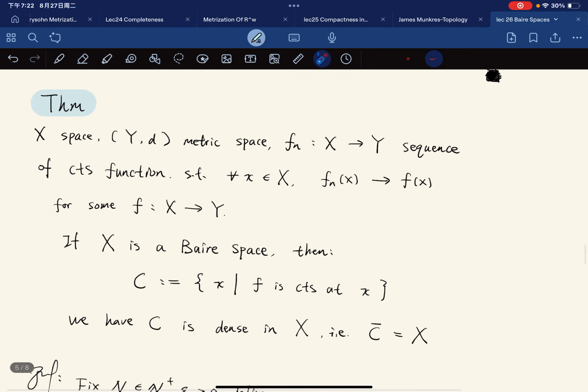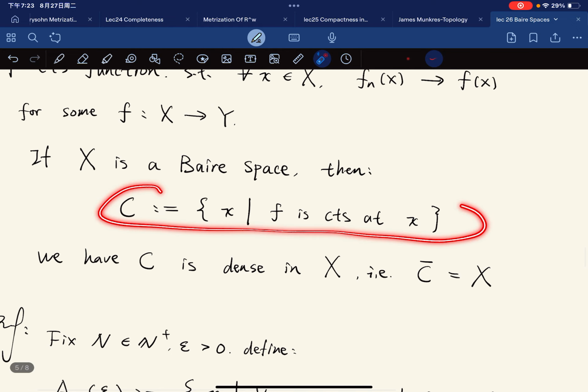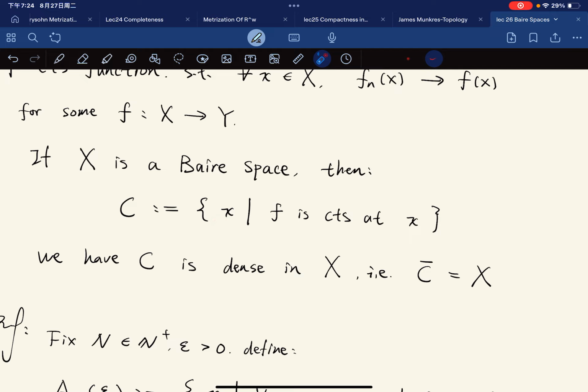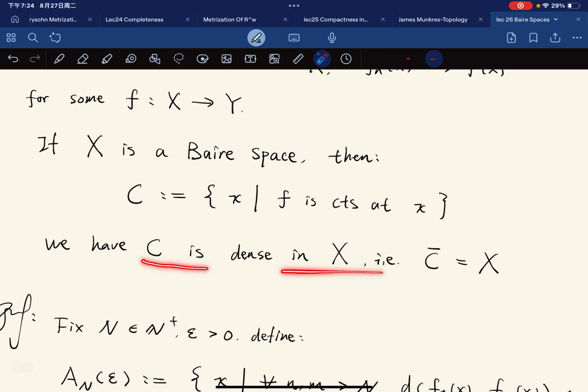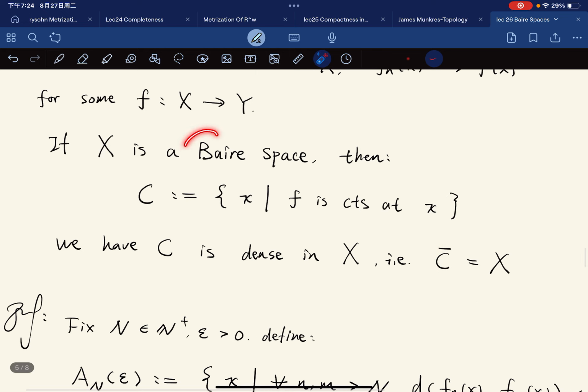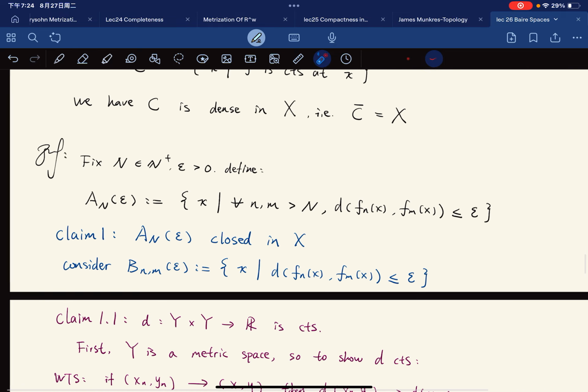And so we have the final theorem for this lecture. If X is a space and Y is a metric space, and we have a sequence of continuous functions fn such that it converges to a function f pointwise, now, if X is a Baire space, then this set C, the set of points where f is continuous, is dense in X. That is, the closure of C is equal to X, which means that if X is a Baire space, f is continuous almost everywhere, right? The set of points of continuity is actually dense in X, topologically dense in X. And to prove this, we first need a claim.